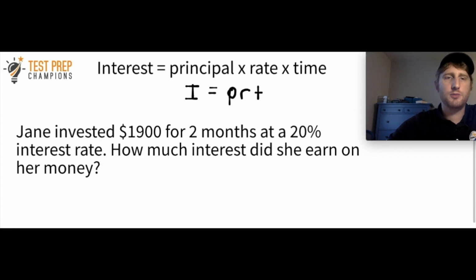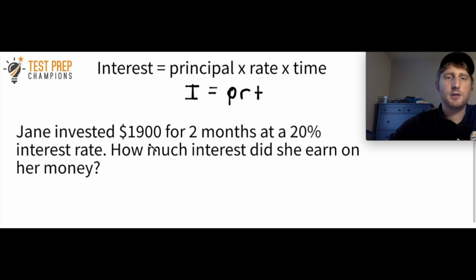So Jane has more money than she knows what to do with, so this time she's going to invest $1,900 for 2 months at a 20% interest rate. And wherever Jane lives just has a constantly fluctuating interest rate because now it's at 20%. But anyway, we want to figure out, again, how much interest did she earn on her money. So let's have you pause the video, try this one out, and then we'll go over it.